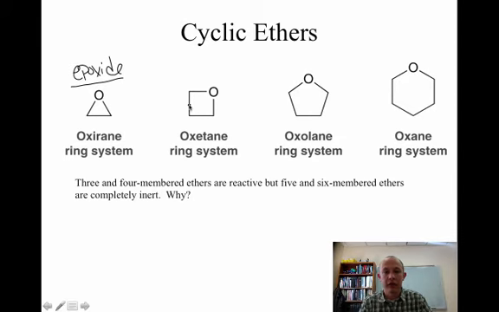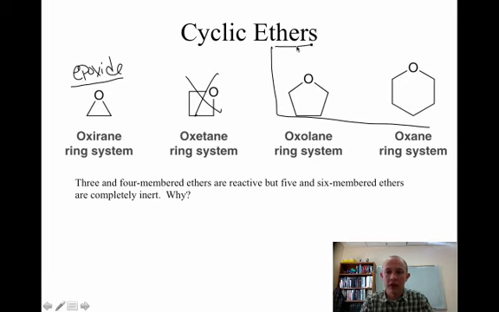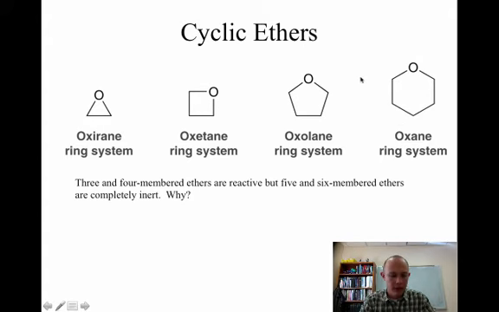Four-membered rings are pretty strained, but they're a lot more difficult to make, so we're not going to worry about those too much. And then, strangely, I guess, 5- and 6-membered ring ethers are extremely stable. These are practically inert. So we're not going to worry about reactions of these. In fact, as I mentioned previously, these are used as solvents because they're so unreactive for the most part. Okay, so let's focus on epoxides in this video.